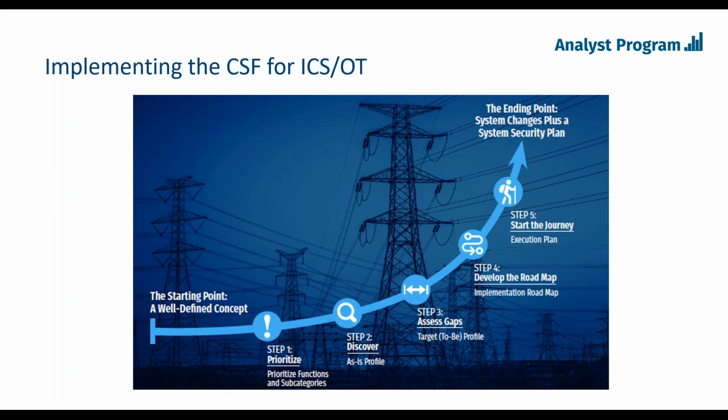The 5 steps basically are: first, prioritize functions and subcategories as related to the CSF. Then do some discovery of what the as-is profile is. You may know what your environment is, but there are some details that may be missing or you need to focus on. Then you're going to look at gaps. Assess the difference between the as-is, where you are now, and the to-be, where you want to go. And then from there, you can develop your roadmap and come up with an execution plan.